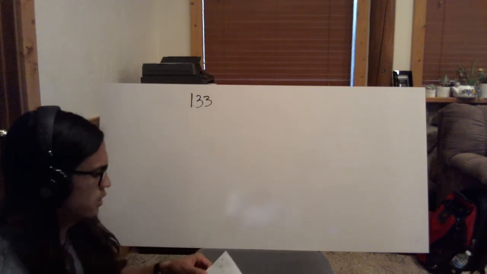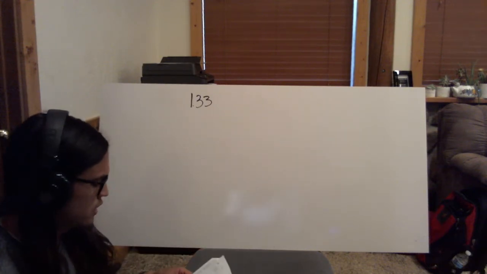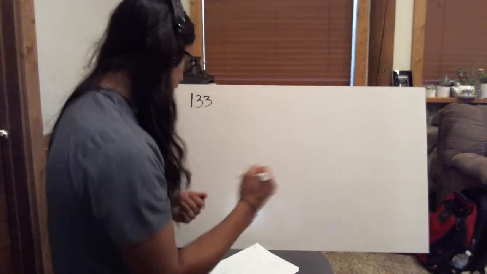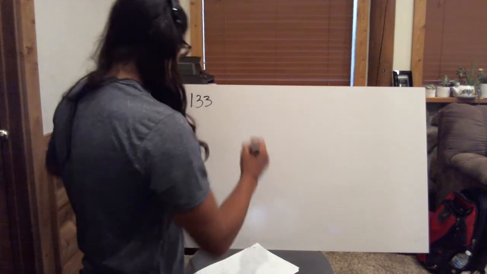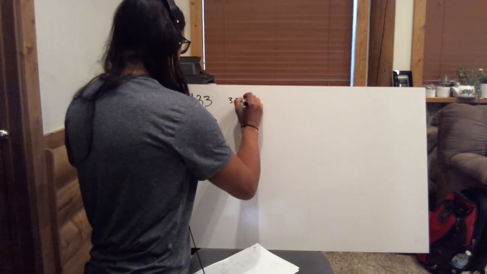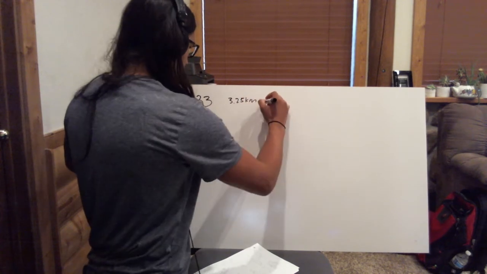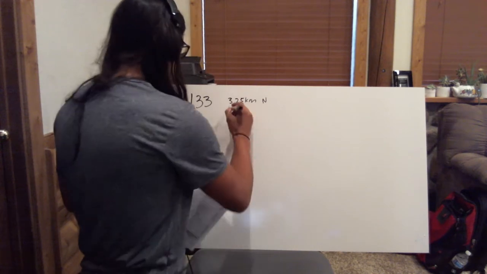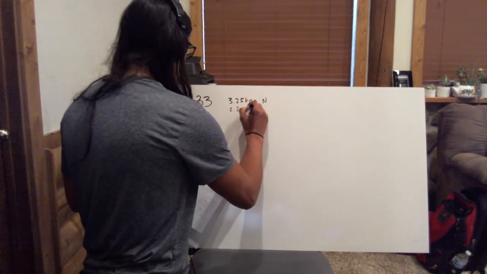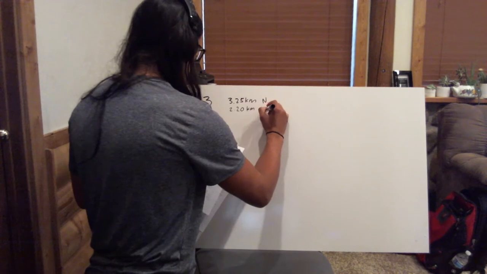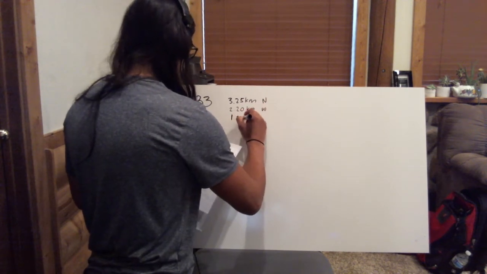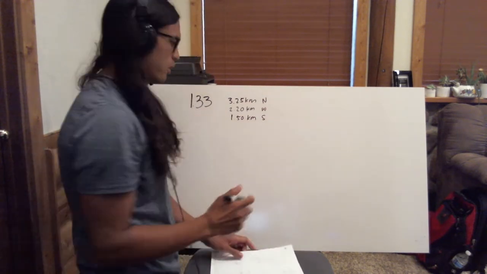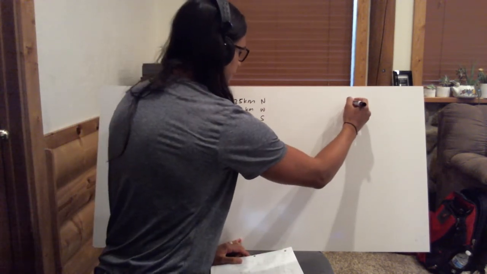This is question 33 in chapter 1. So the information we're given is that the professor travels north 3.25 kilometers, 2.20 kilometers west, and 1.50 kilometers south. So if we put that on a graph, it would look like this.